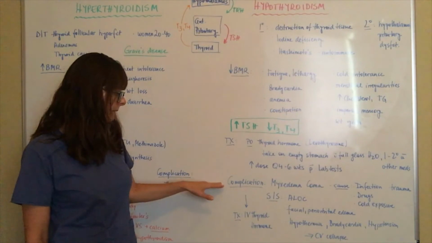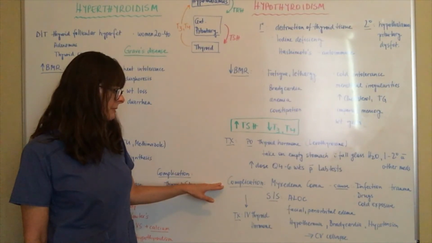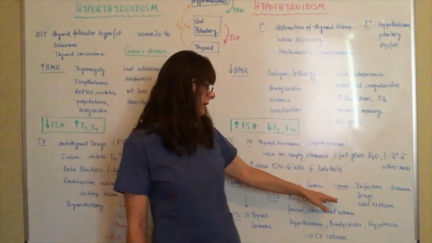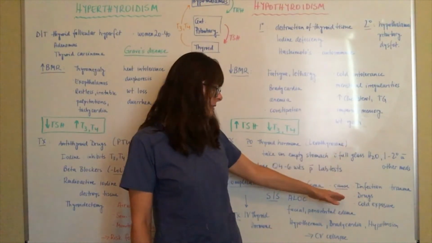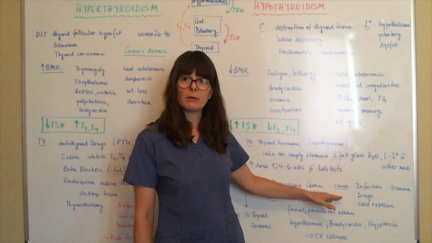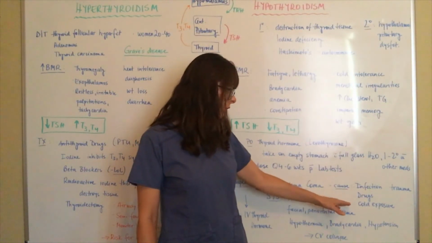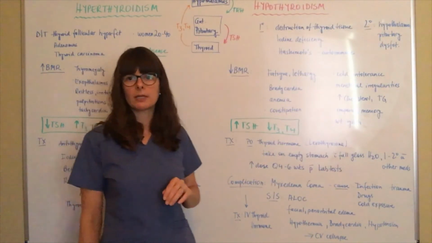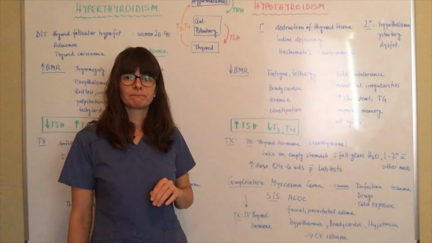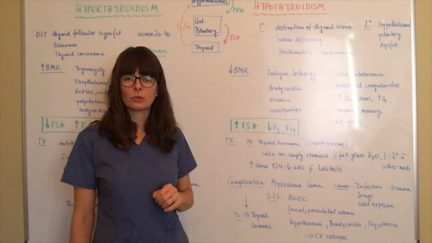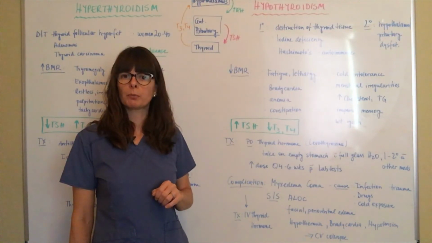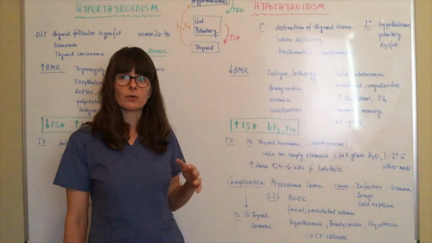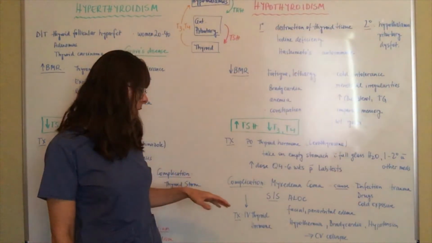Now, a complication of hypothyroidism is something called myxedema coma, and the cause can be infection, trauma, drugs such as opiates or benzodiazepines, and cold exposure. So this might be somebody who already has hypothyroidism. Now let's say they're exposed to cold air or cold temperatures for a prolonged period of time, and maybe get hospitalized for frostbite. Then they're at risk for suffering myxedema coma.